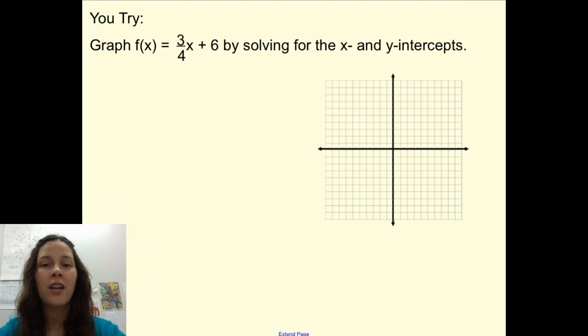And you have one to try on this one. See if you can solve for your x and y intercepts and get a graph.